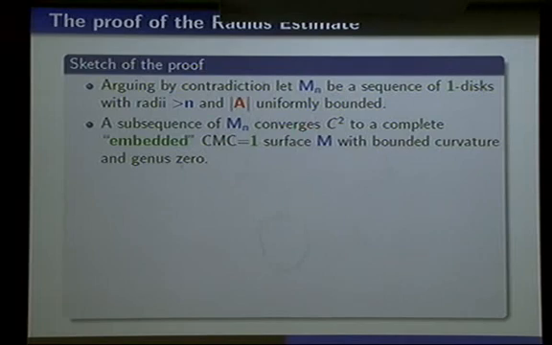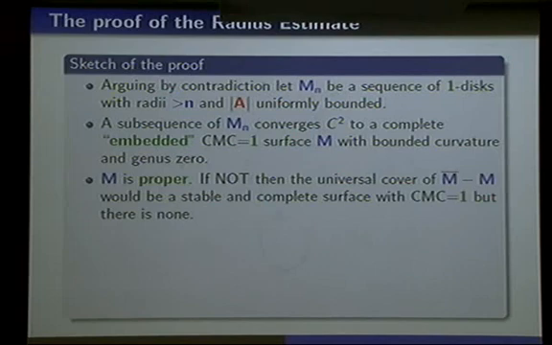Embedded just means that there's no self-intersection, but what we want to show is that actually M is properly embedded. So we also want to say that if something goes to infinity on the surface, then it has to go to infinity in R^3. So nothing accumulates in R^3.